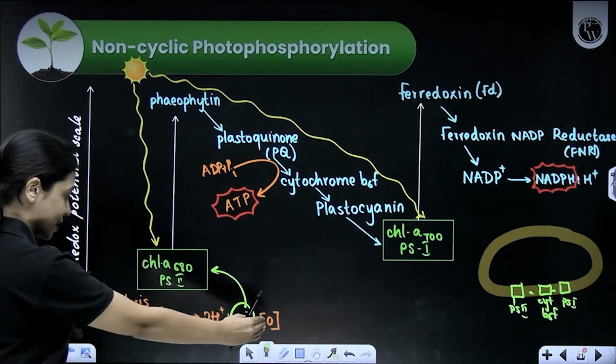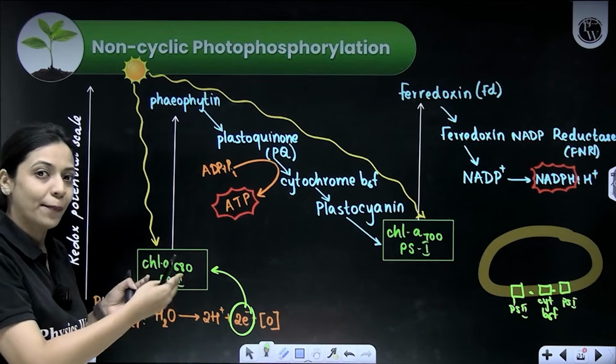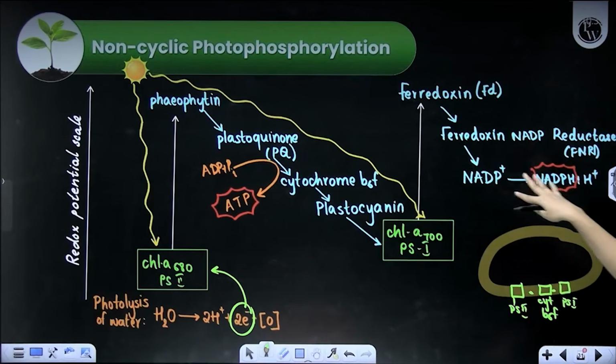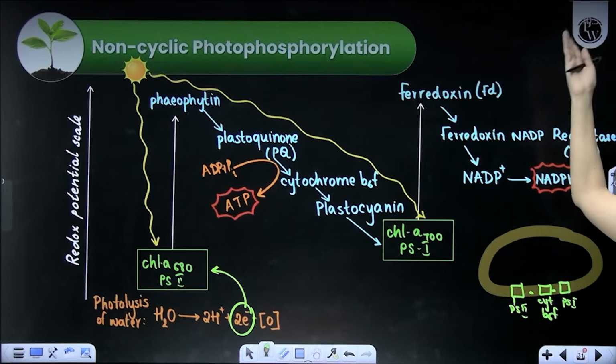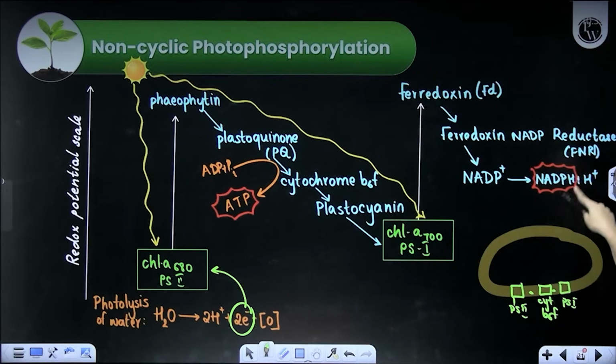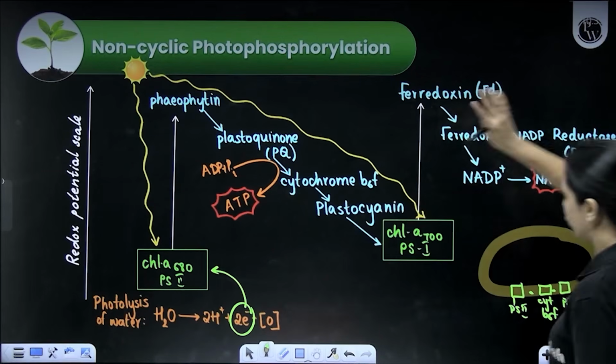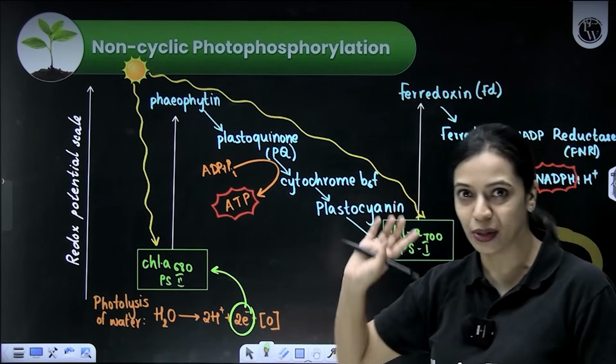Remember that this photolysis of water is happening towards the lumen side, and NADP reductase is present towards the stroma side. So the formation of NADPH is happening towards the stroma side. This happens towards the lumen, this happens towards the stroma. I will come back to that later.